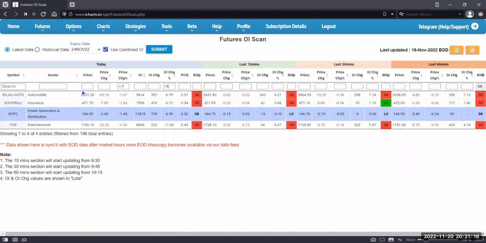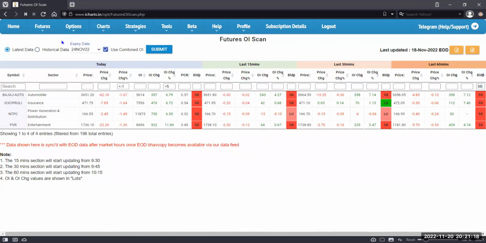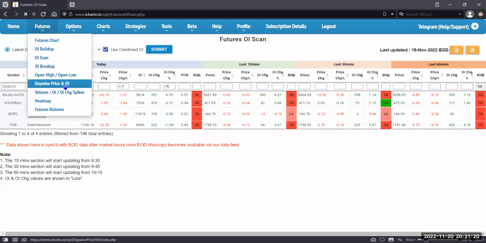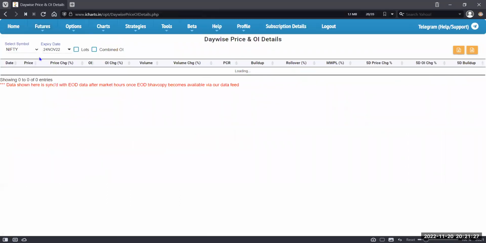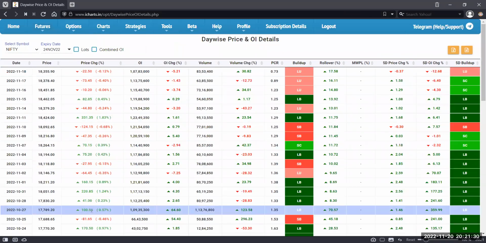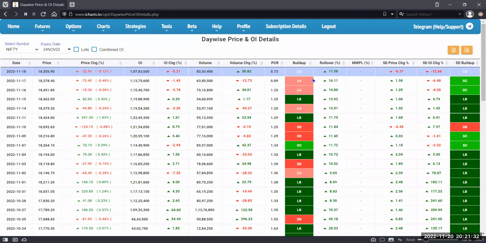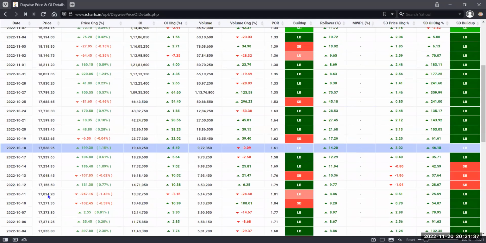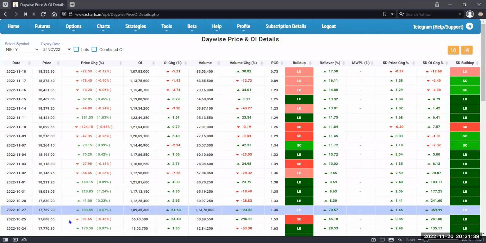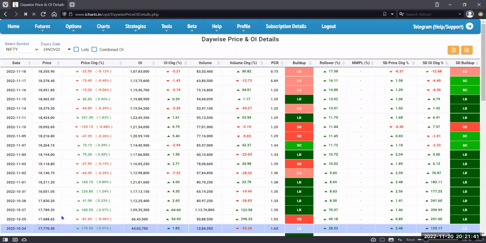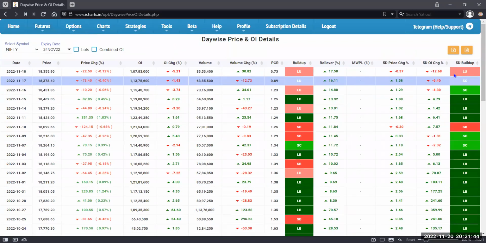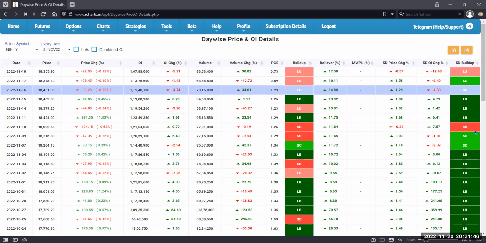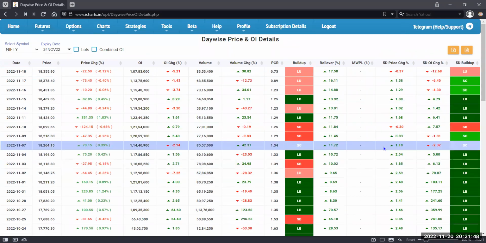Okay, now there's another tool, Daywise Price and OI, which we have significantly modified, and we have added another layer on top of this. This is actually for a script. You can see how the price, OI, volume and all that have built up and changed over the last few days since the start of this expiry. So this will give you an idea of the trend, especially the last 5-day build-up. This is good for positional trading.